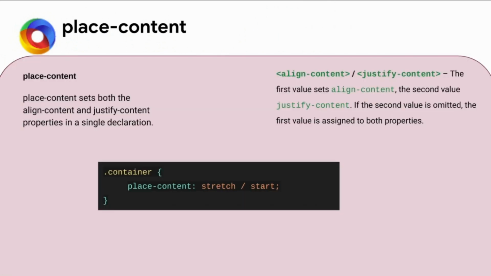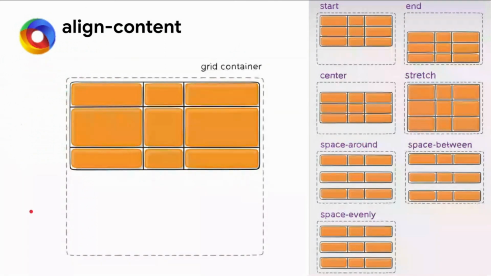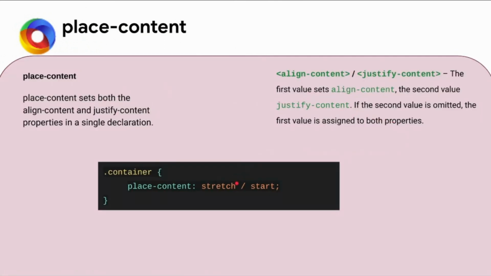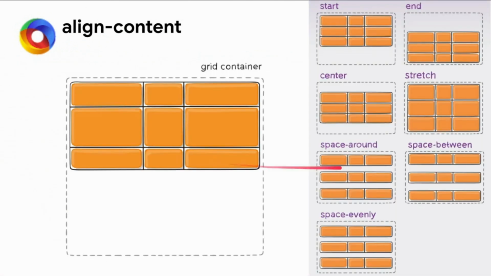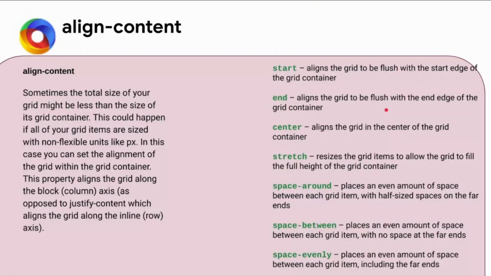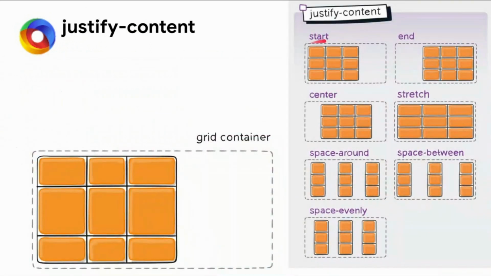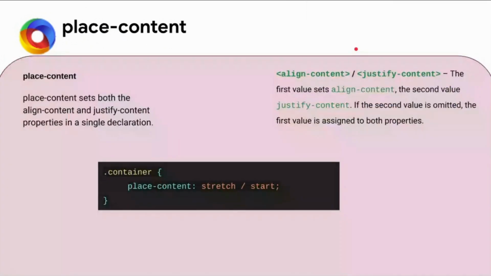Okay, so place content is a combination of align content and justify content. So here if I put stretch and start, what it says is that in case the grid, both row and column, is set, the align content should be stretched, meaning it will take the maximum of the height, and your justify content would be the start one, that is at the beginning. Like that you can have align content and justify content together in place content.